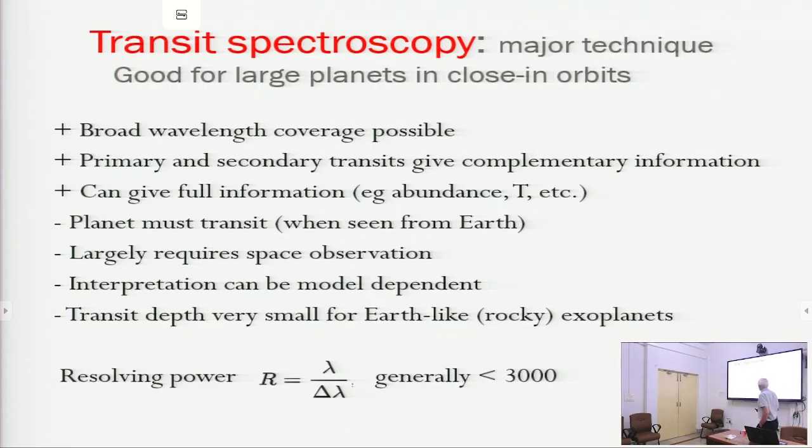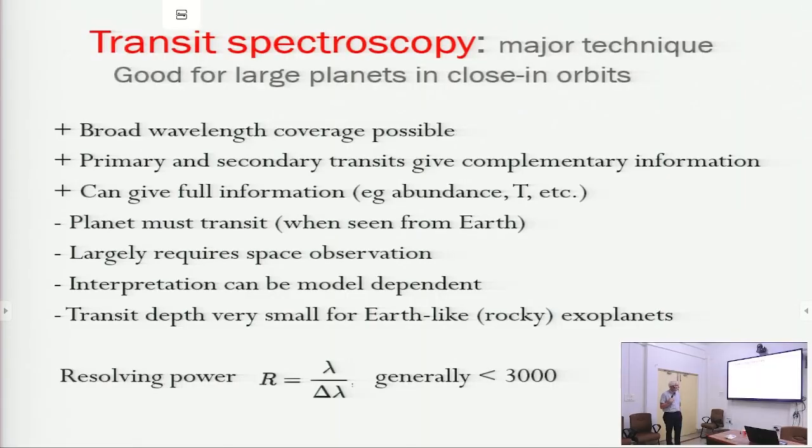So, transit spectroscopy. It has advantages and disadvantages. It's good for planets which transit their star. Broad wavelength coverage is possible, and we'll talk about Ariel doing pretty much the whole infrared and most of the visible all in one shot. You get complementary information from primary and secondary transit. In principle, it gives full information, though there's a lot of interpretation that needs to be done for that, and I'll come to that in a second.